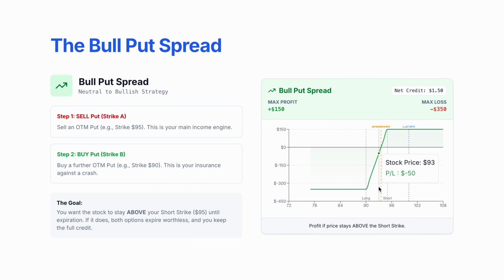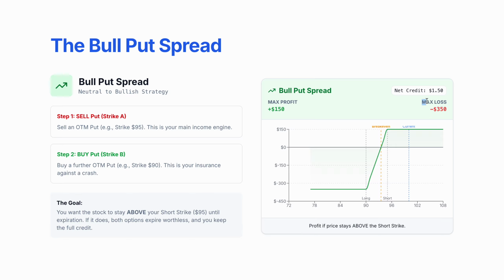So for example, if we're shorting the 95 strike price right here, and then we're buying the 90 strike price right here, we're going to get a max credit of $150. And if we take the width of the spread, so remember 90, and we subtract that from 95, we're going to get $5. And if we multiply it by 100, that's $500. If we subtract the $150 credit we received from that, that's going to be our max loss, which is $350.